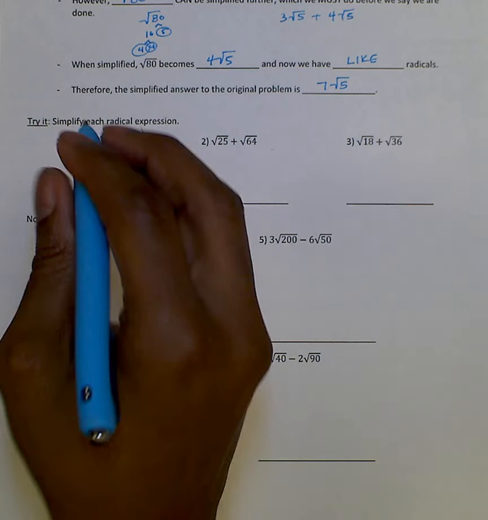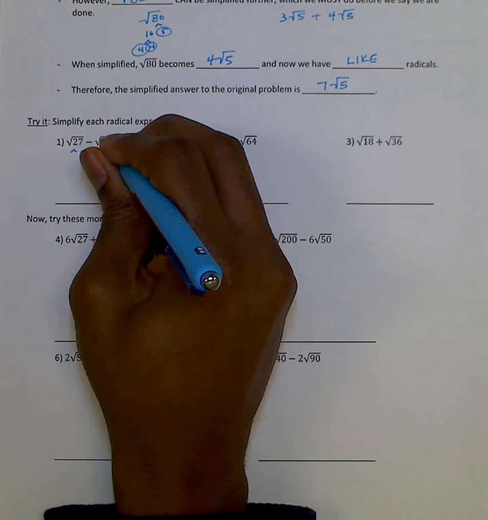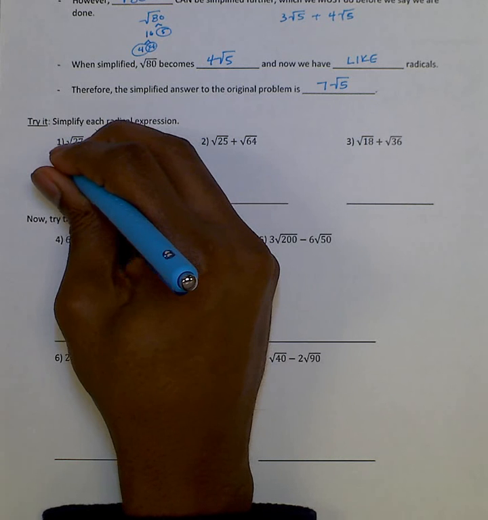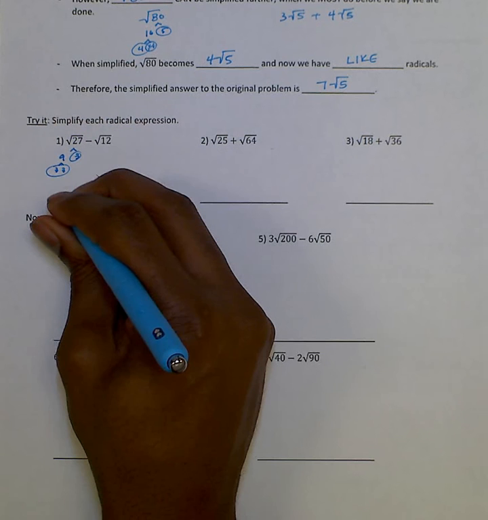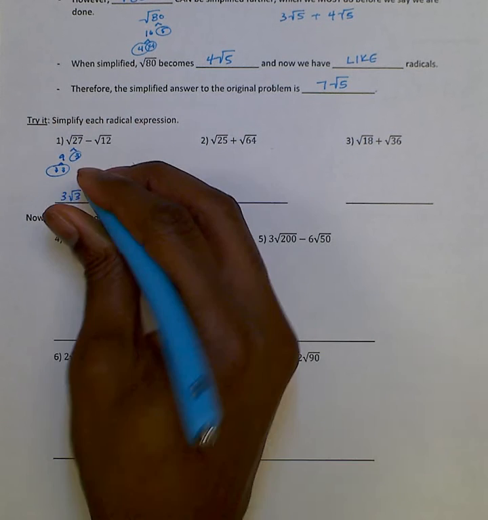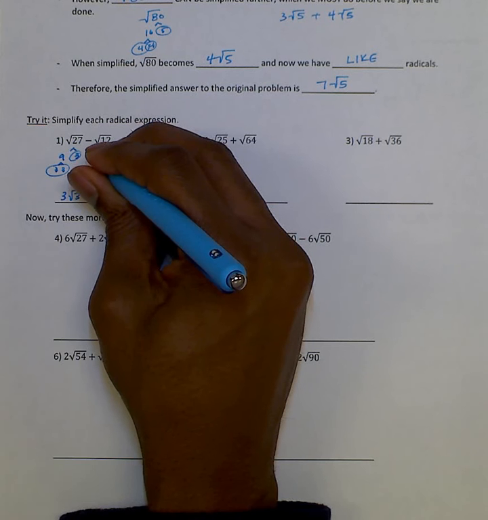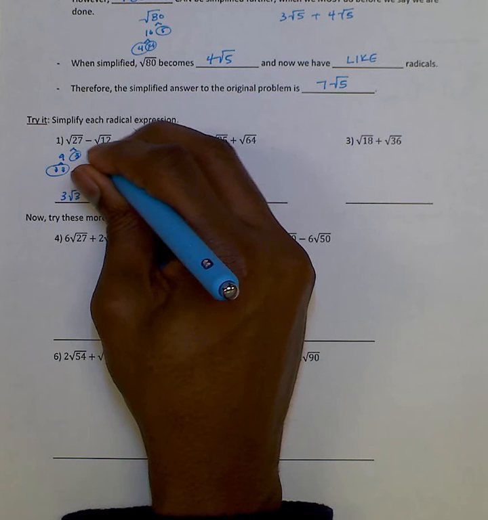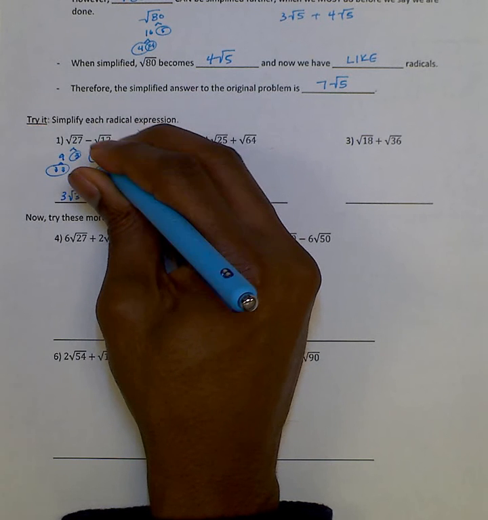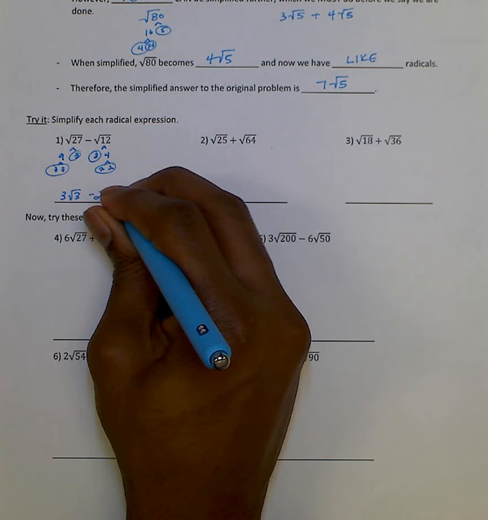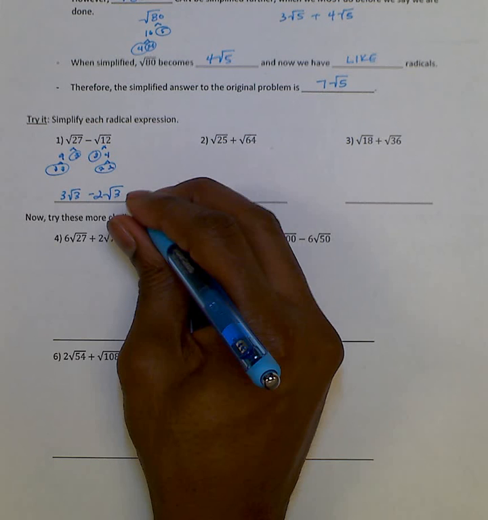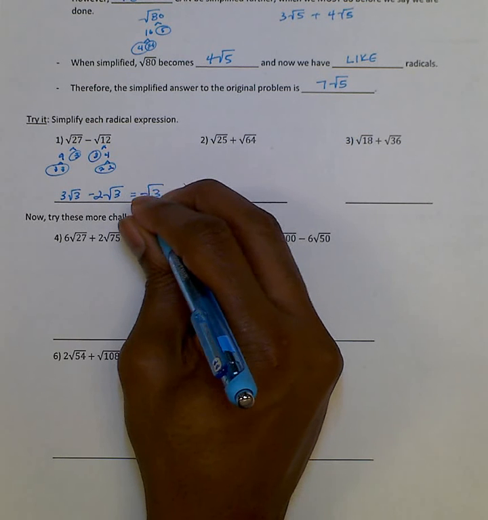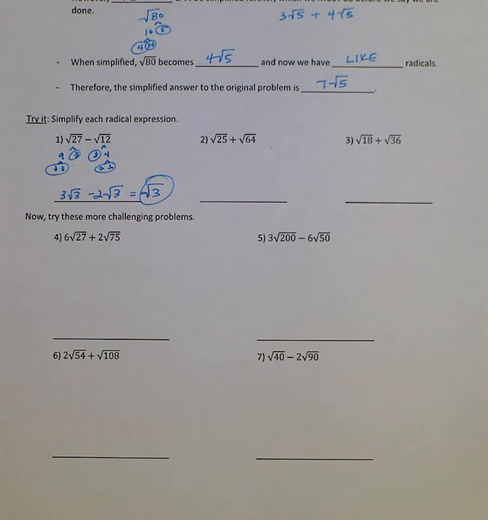Number 1, we have radical 27 and radical 12. They aren't the same, so we're going to simplify. So radical 27 becomes 3 radical 3. Radical 12, and I wrote that on the wrong line, sorry guys, becomes 2 radical 3. So 3 radical 3 minus 2 radical 3 will give us 1 radical 3. Okay?